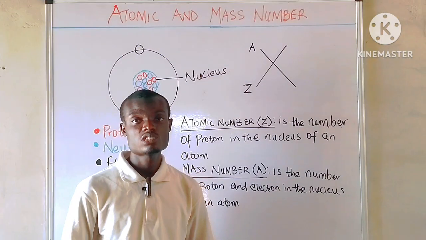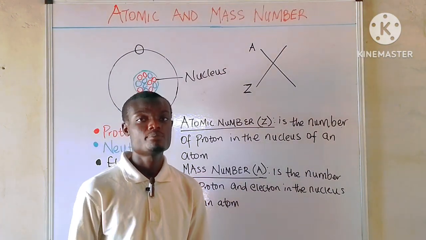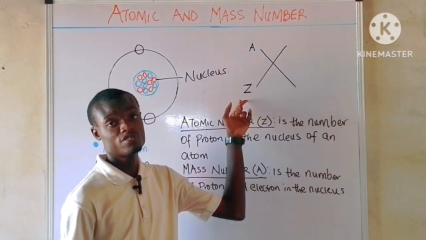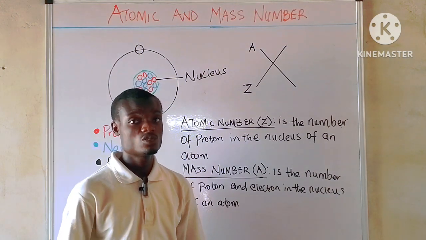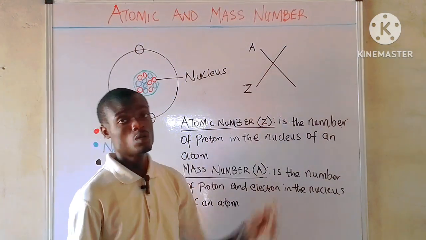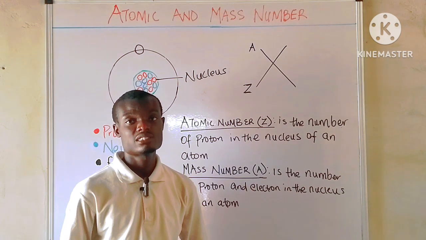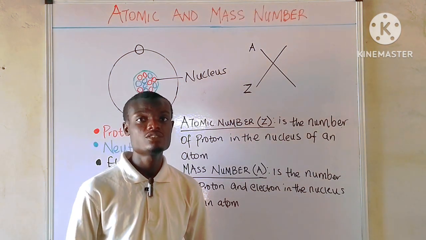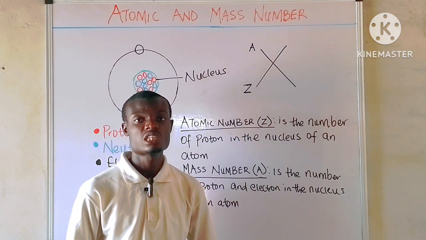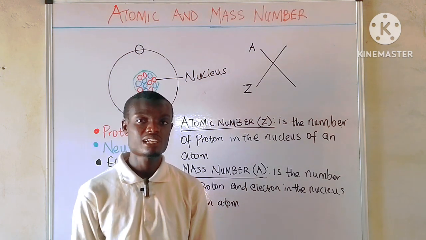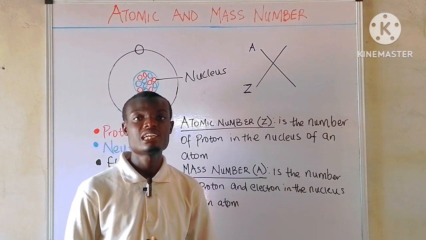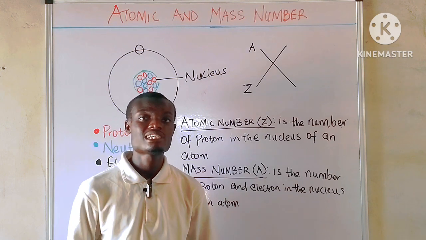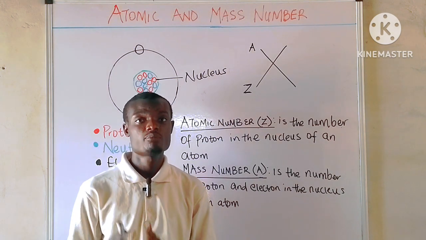So we can now move on to the concept of atomic number and mass number. An atom is represented as X with a subscript Z, where Z represents the atomic number, and a superscript A, where A represents the mass number. In chemistry, the atomic number is regarded as the number of protons present in the nucleus of an atom. So if we are given an element and told that the atomic number of that element is 9, it simply means that atom has 9 protons.